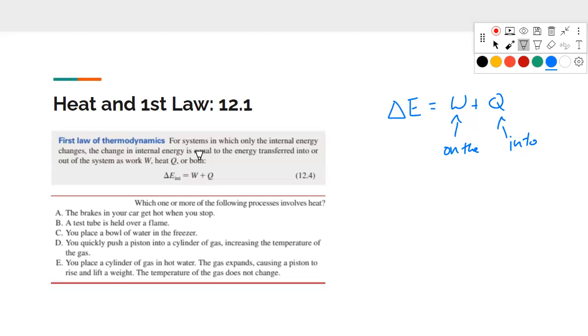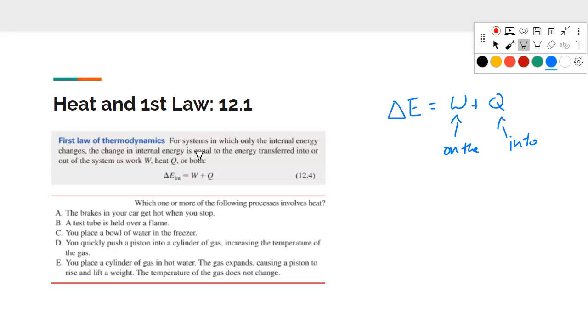Anyways, so just to get your mind thinking about heat, this question is, which of the following processes involve heat? So the brakes in your car get hot when you stop. Does that involve heat? Yeah, no. Well, it depends on what part of this process you're talking about, to be fair. But the fact that they get hot when you stop, that's due to work. Okay, so we're exerting some friction force over a distance d. And so that is able to change the temperature of the system, make it hotter.